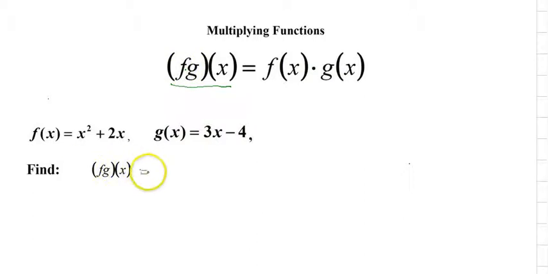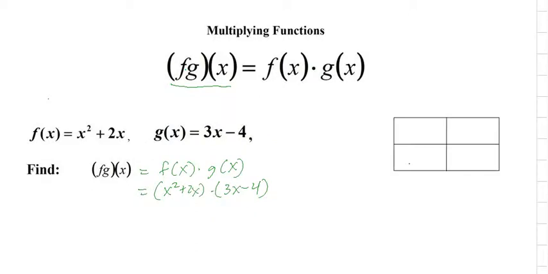So when you see f·g, this is really f of x times g of x, which would be x squared plus 2x times 3x minus 4. So we just need to multiply them. I'll draw a box, and you can use FOIL if you'd rather. We place our terms here.